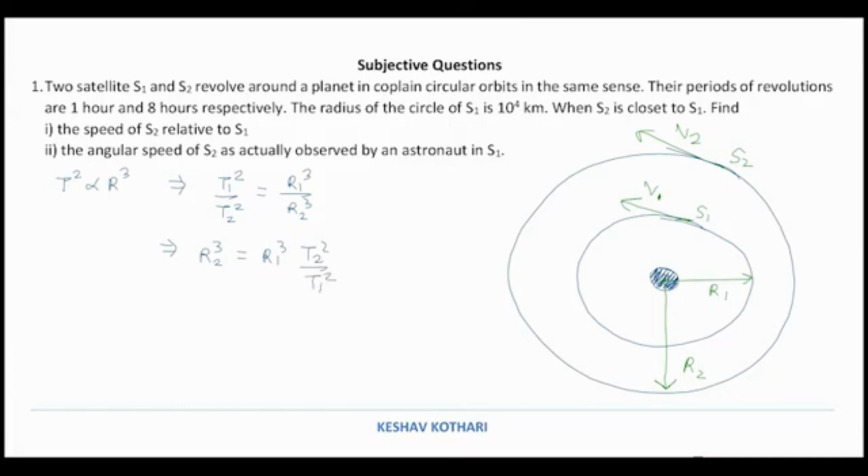If we put in the values to obtain r2, r2 can be written as the cube root of r1, that is 10 to the power 4, cubed, times t2 by t1, that is 8 by 1, whole squared. So we end up getting r2 as 4 into 10 to the power 4 kilometer.